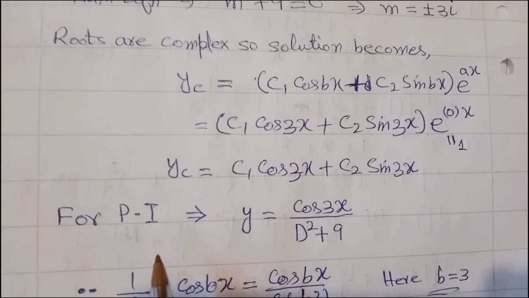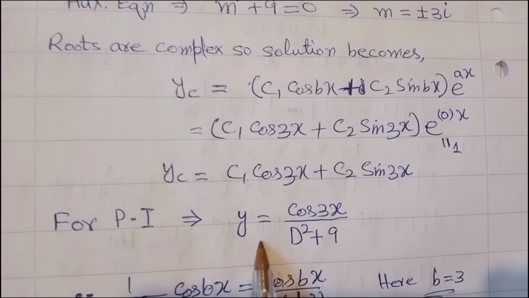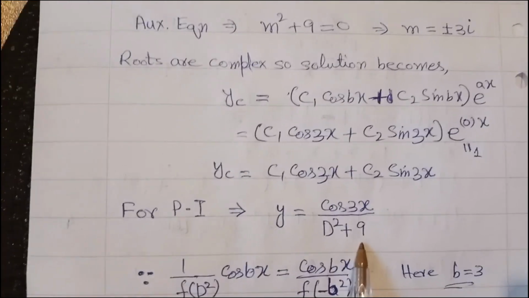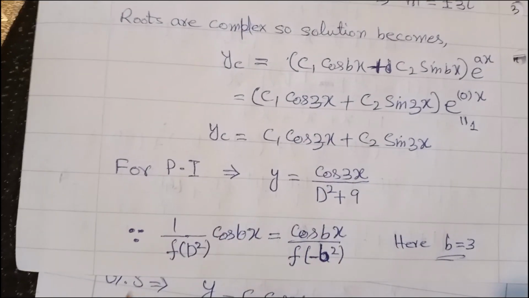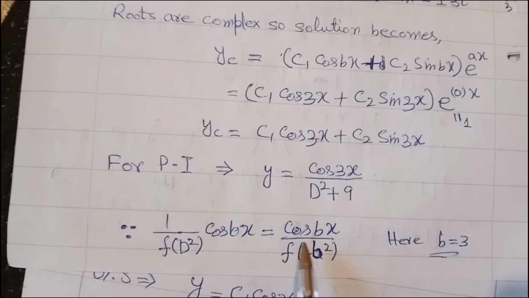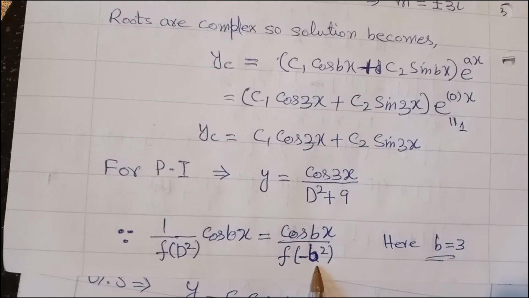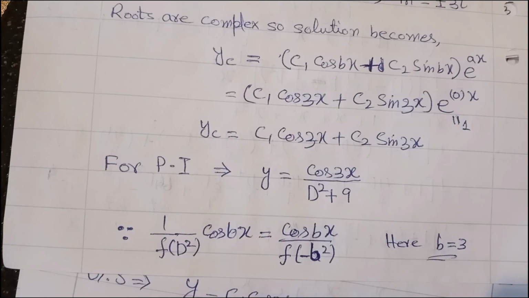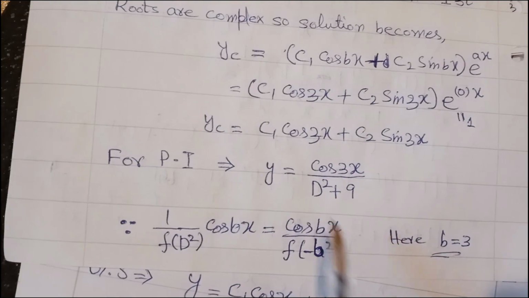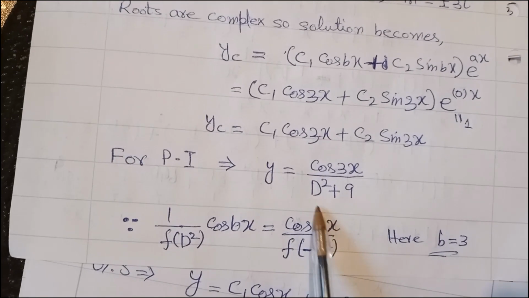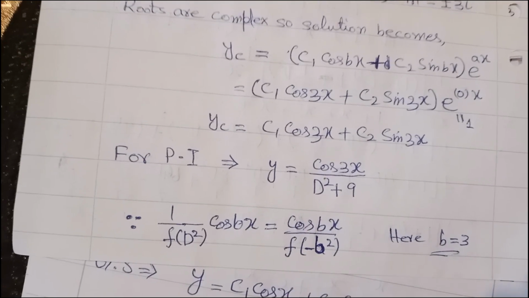Now for the particular integral, from equation number 1, yp is equal to cos 3x upon d square plus 9. According to the formula, when we have 1 upon f of d square times cos bx, it can be written as cos bx upon f of minus b square. Here b is equal to 3. So when we substitute 3 here, that will be minus 9 plus 9 will be 0. So therefore we cannot apply this formula directly. What we have to do is differentiate before.